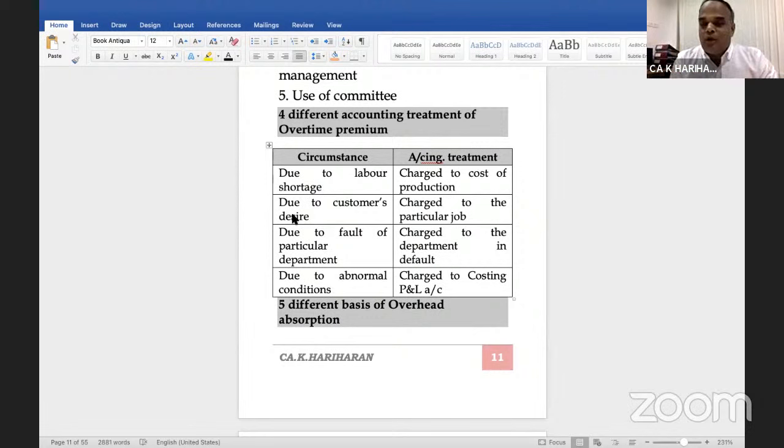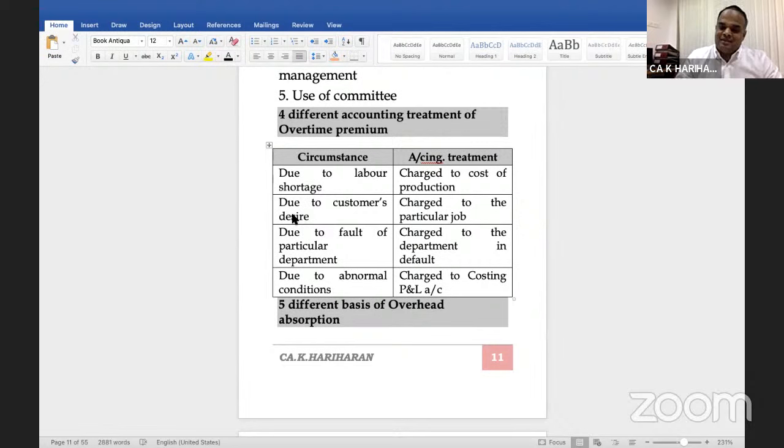Understood the logic? Overtime, 2 hours. Normal wages, 2 hours into 10 is equal to 20 rupees. Overtime premium, 2 hours into again 10 rupees is equal to 20. Are you able to follow? Therefore, total wages is equal to 20 plus 20, 40. Therefore, what is the overtime premium here? Understood. Very good.